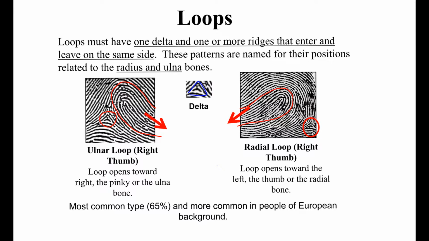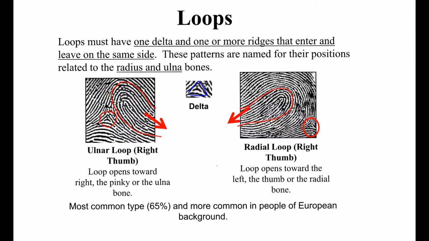There are ulnar loops and there are radial loops, and they are named for the arm bones that they point to. So you have two bones in your forearm, the ulnar bone and the radial bone, and these loops are named based on where they open. If they open towards the ulnar bone, they're called ulnar loops. If they open towards the radial bone, they are called radial loops. So ulnar loops open towards the right of your print, or another way to think of it is that they open in the same direction that your pinky is, towards the ulnar bone. Radial loops open towards the left, or towards the thumb, or towards the radial bone. So that's one of the ways that we tell the difference between the two.